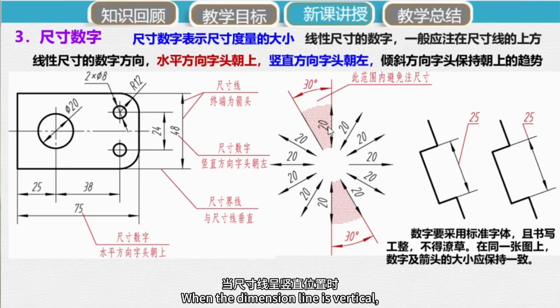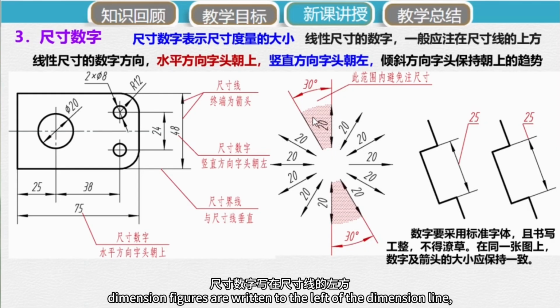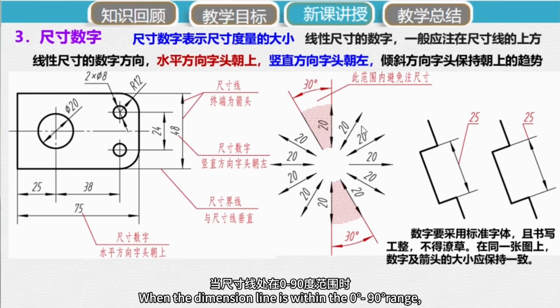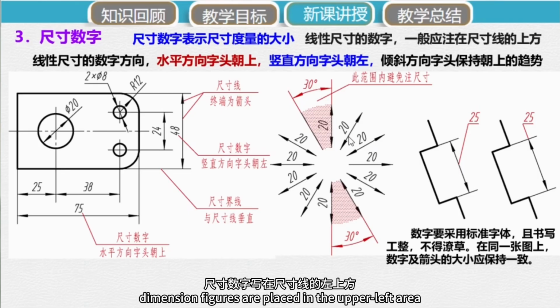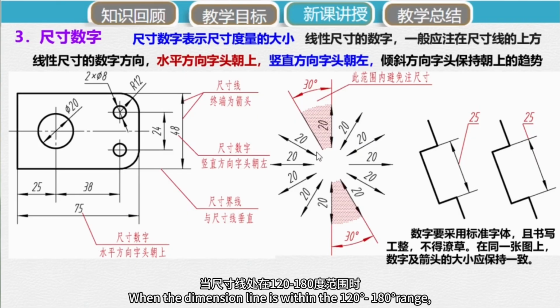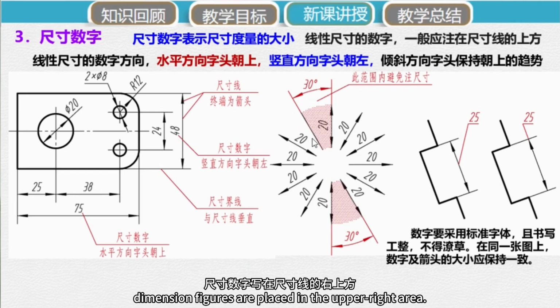When the dimension line is vertical, dimension figures are written to the left of the dimension line, with the numerals oriented to the left. When the dimension line is within the 0 degrees to 90 degrees range, dimension figures are placed in the upper left area relative to the dimension line. When the dimension line is within the 120 degrees to 180 degrees range, dimension figures are placed in the upper right area.